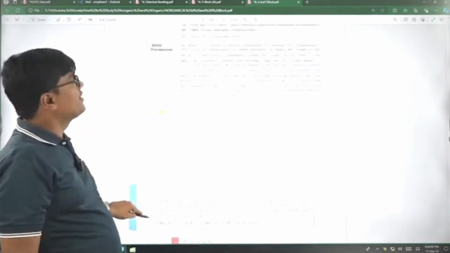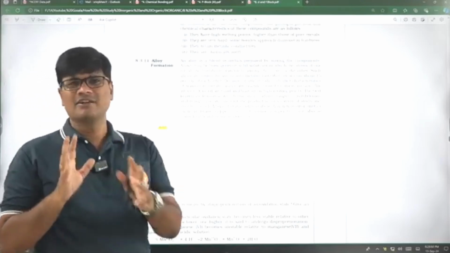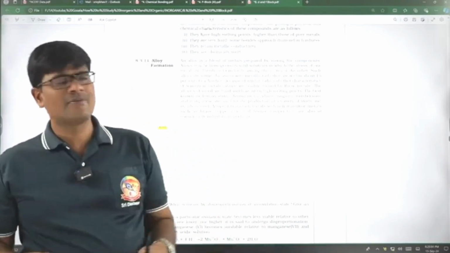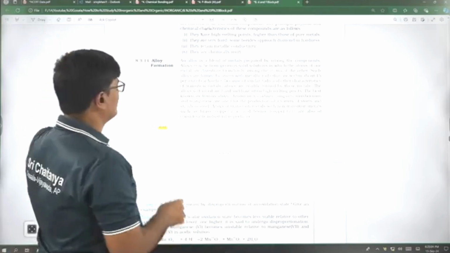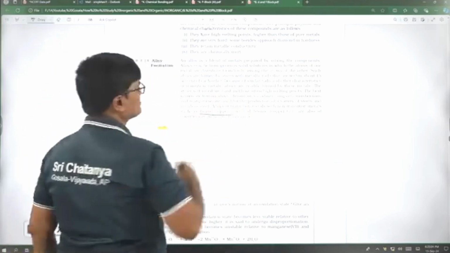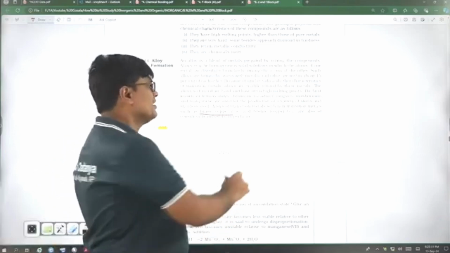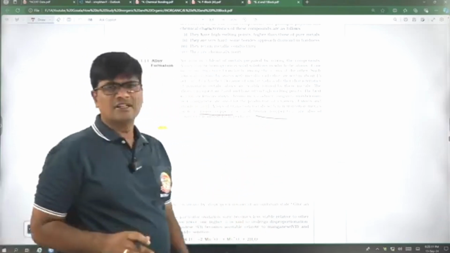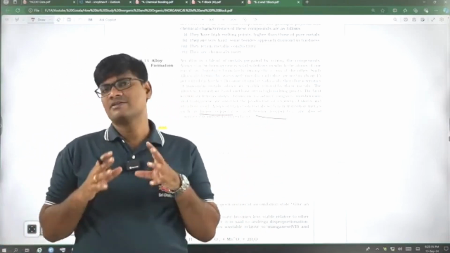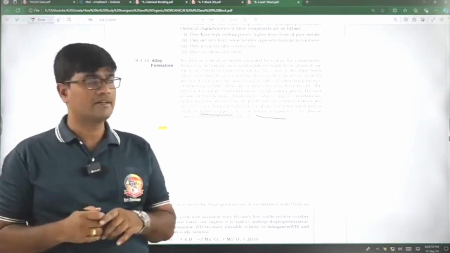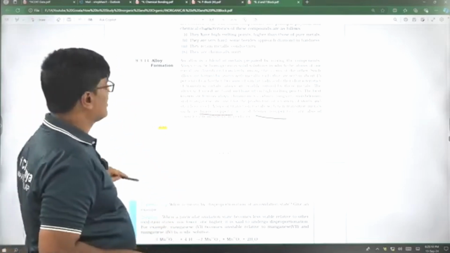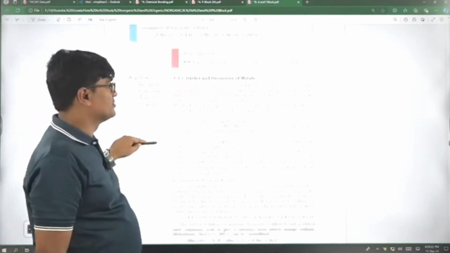Next, alloys. Regarding alloys, just don't remember too many alloys. Suppose they ask what brass contains, at least remember copper, zinc. Brass contains copper, zinc, and bronze contains copper, tin. Just focus on only a few things, what is mentioned in NCERT, because we cannot remember everything. That's impossible.